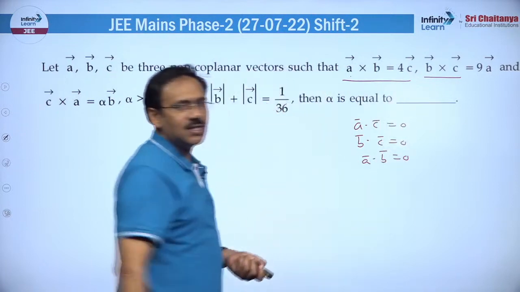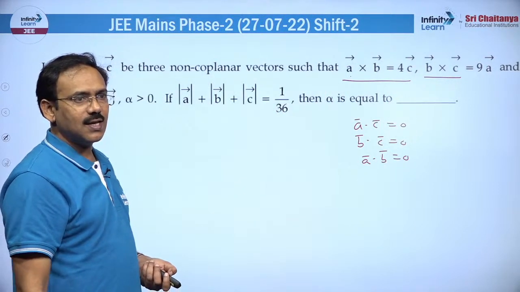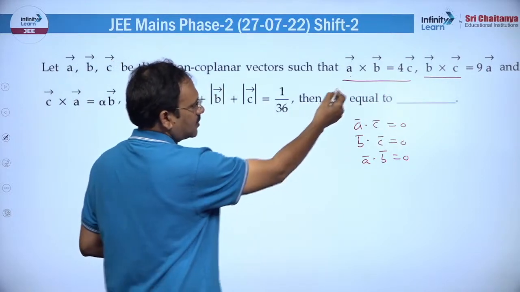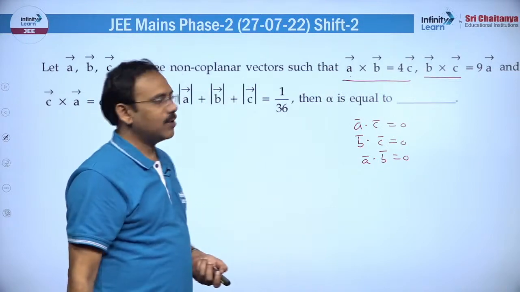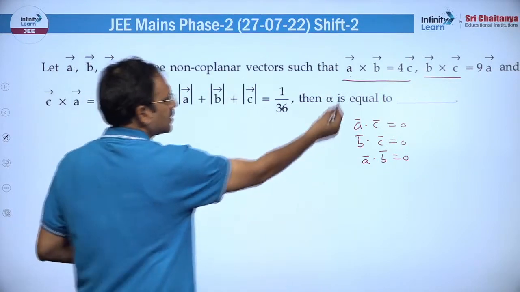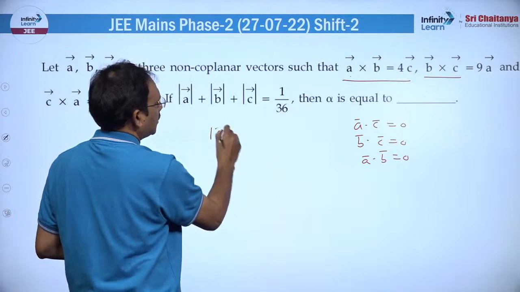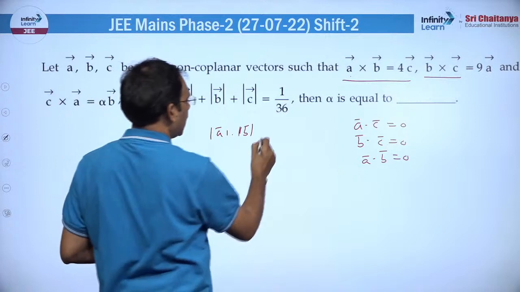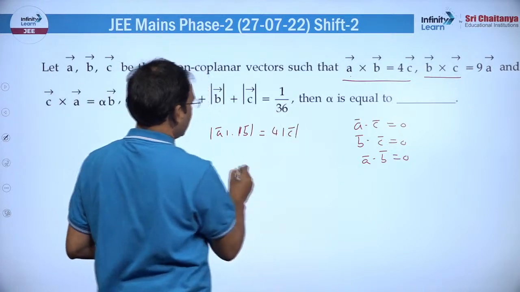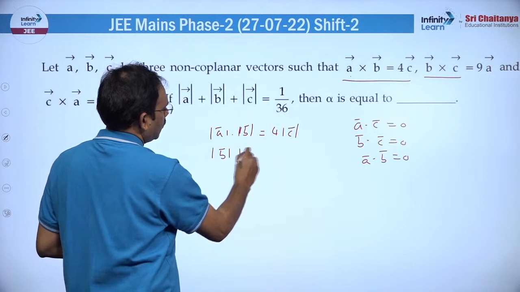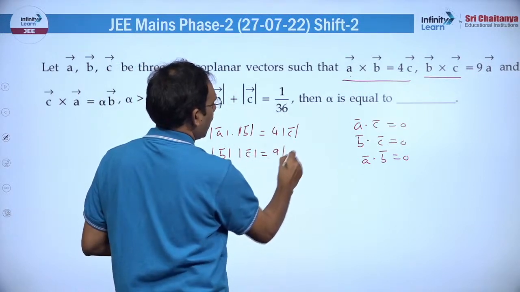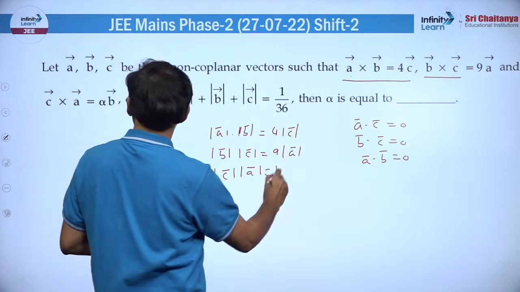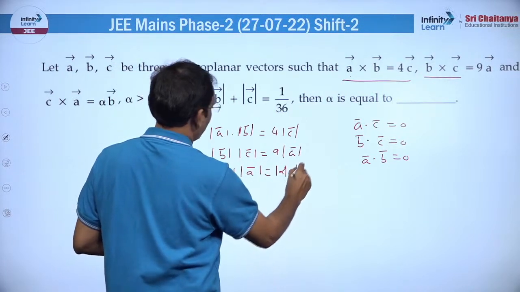So the angle between each vector is going to be 90 degrees, because all are mutually perpendicular vectors. Then next you just apply magnitude, my dear friends. Magnitude of a into magnitude of b into sine of the angle between a and b, sine 90, is equal to 4 magnitude of c. Similarly, magnitude of b into magnitude of c is 9 magnitude of a. This is magnitude of c into magnitude of a is mod alpha, positive, into mod b.